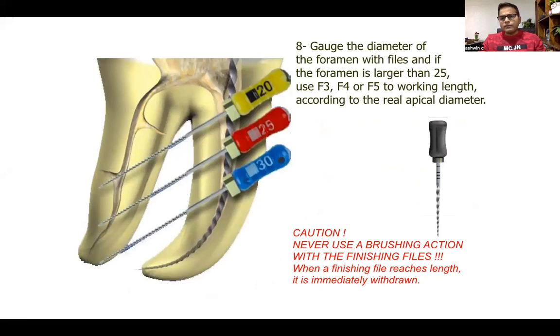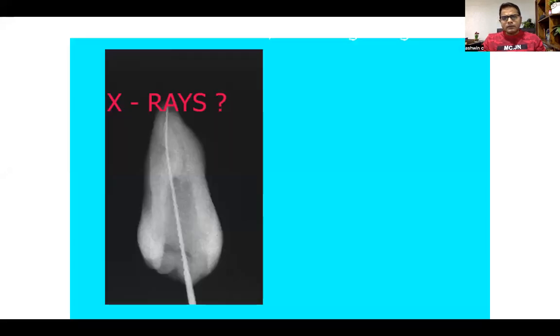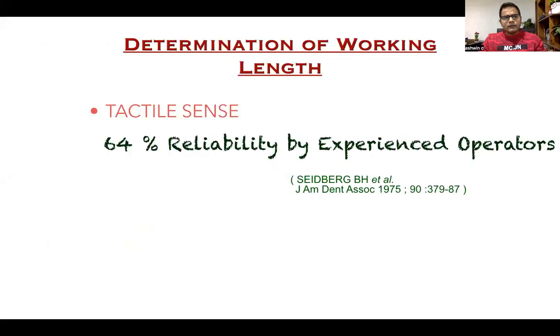Now, when will you use the apex locator? You will use the apex locator after you prepare the coronal part, because when coronal interference is out, your tactile sensation will be better. Now when interference is out, your canal curvature is also less. Now you take the working length with the apex locator.